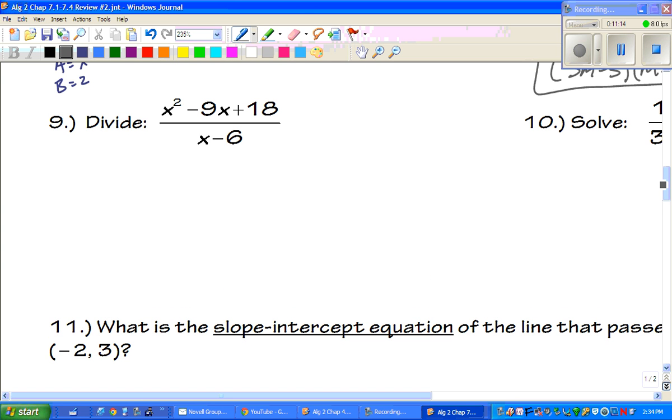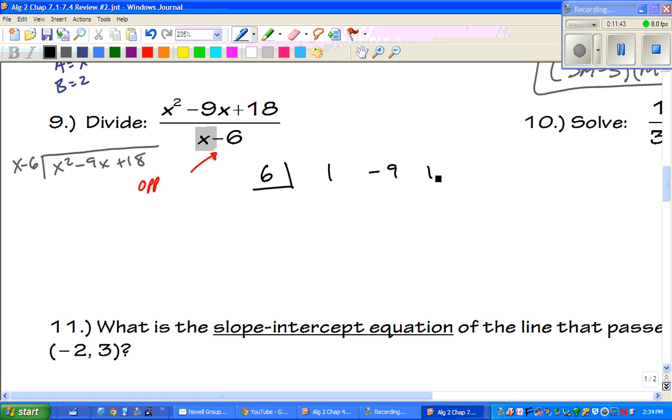Okay, now, for number 9, you can do it one of two ways. You can set it up as long division and divide everything out that way, or you can use synthetic division, and the reason you can use synthetic is because x equals 1. Okay, so I want the opposite of negative 6, which is positive 6. I only worry about the coefficients of my terms up here. That's where all of those numbers come from.